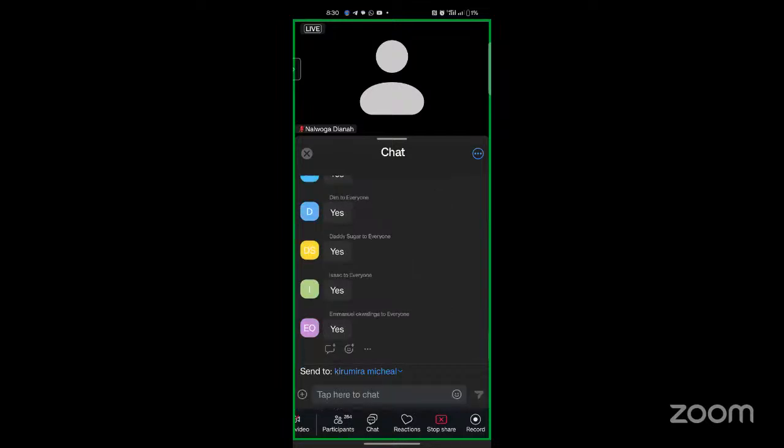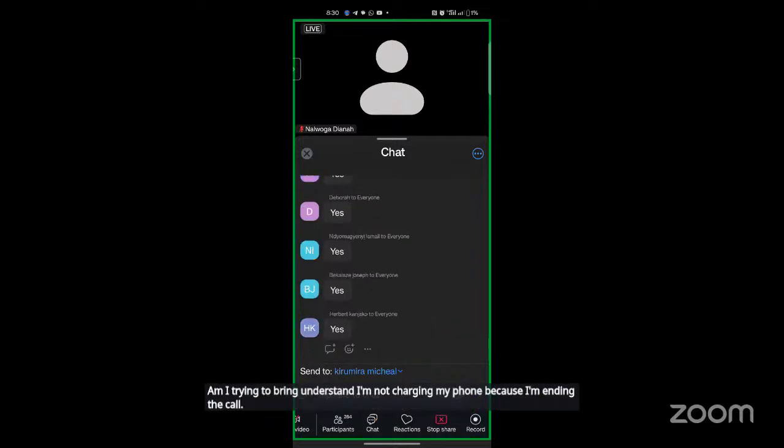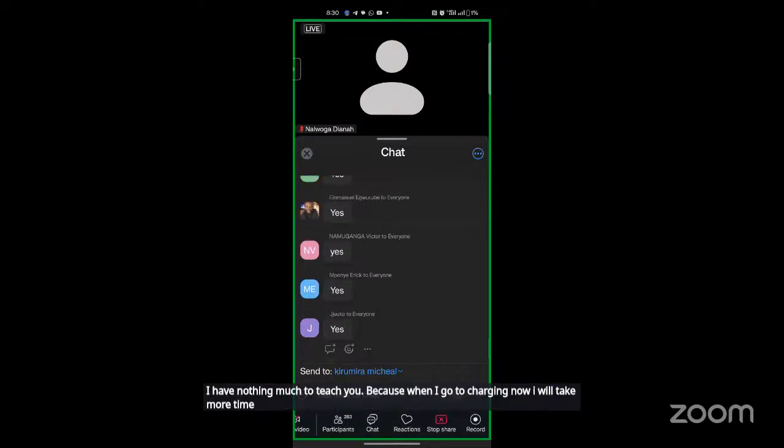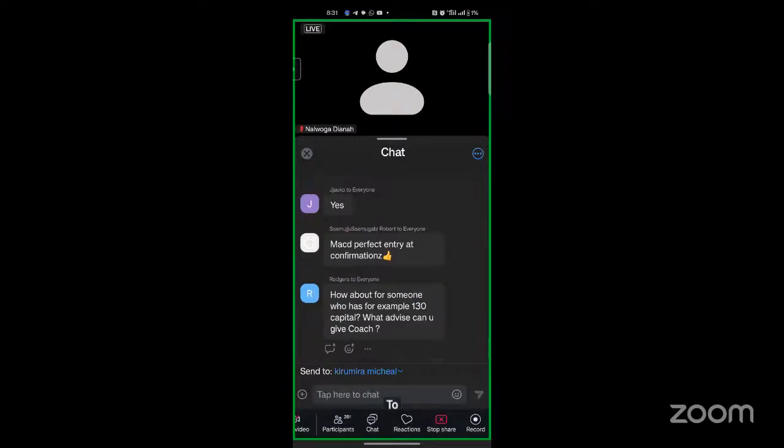Am I trying to bring understanding? I'm not charging my phone because I'm ending the call. I have nothing much to teach you, because when I go to charging, now I will take more time. So in the next class, which will be a little bit slow, we are now going to go into settings and wallet management to create a better understanding.